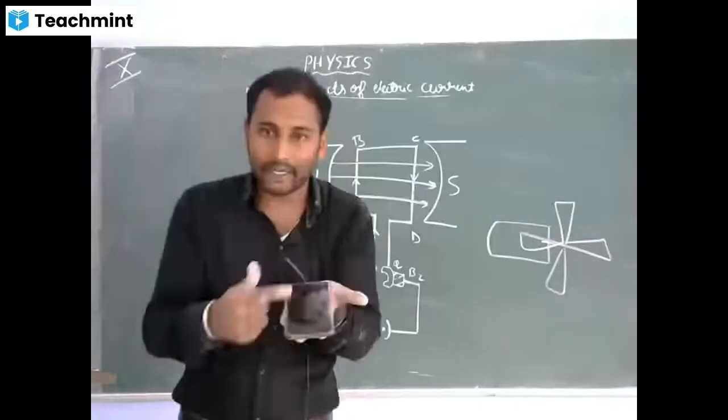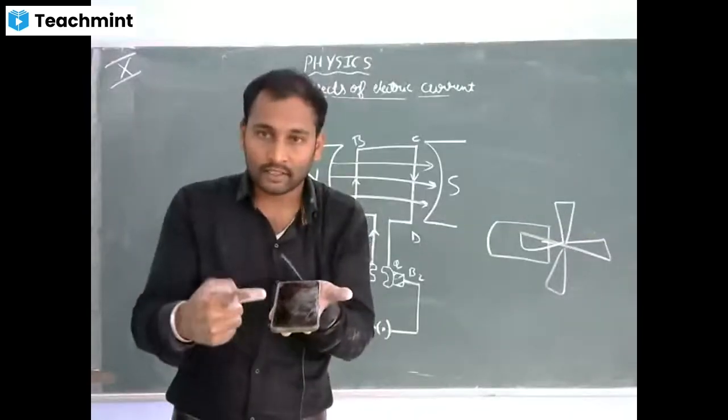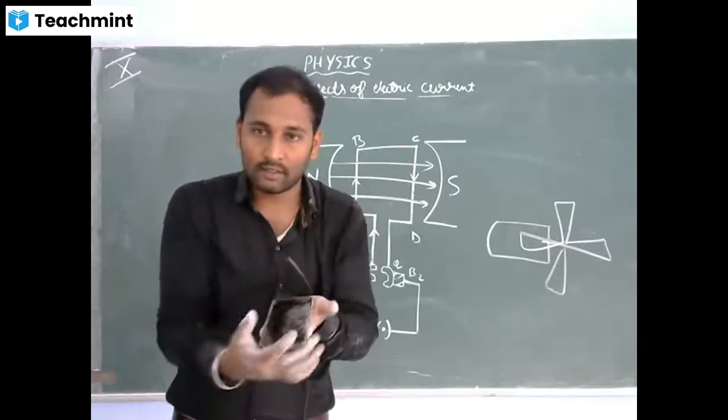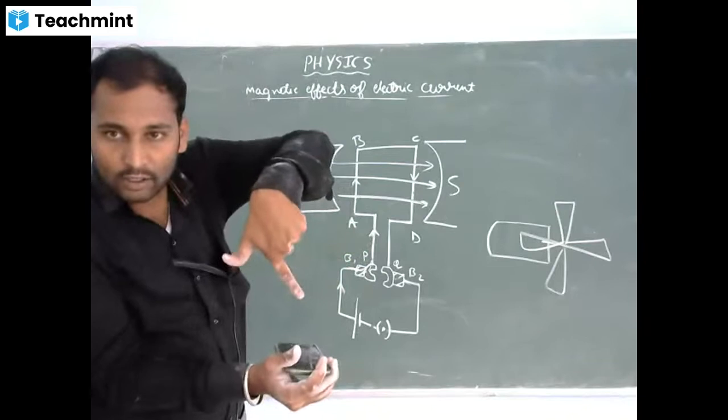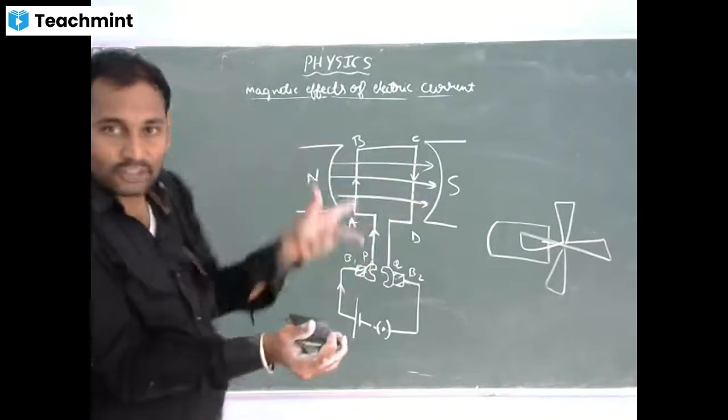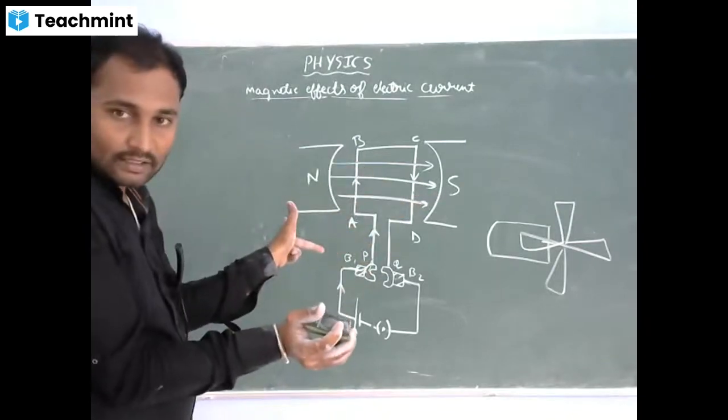Okay, this is AB, current is flowing from A to B. The direction of the magnetic field is towards this side. Current is flowing towards me, and the magnetic field is towards this, so it will be like this.